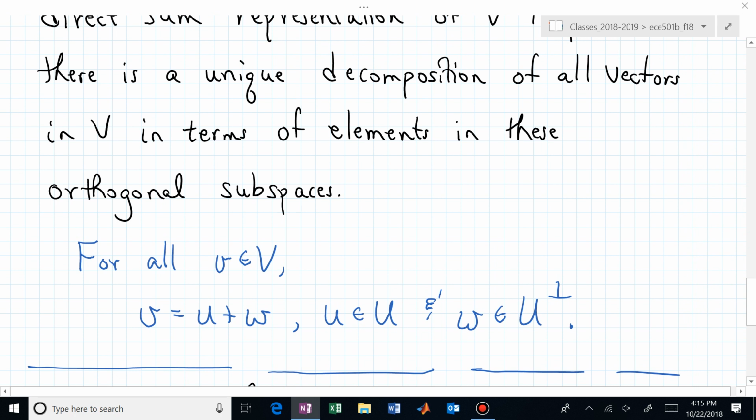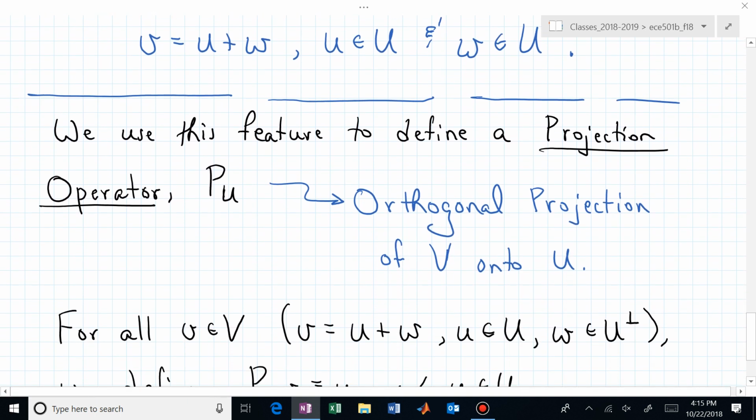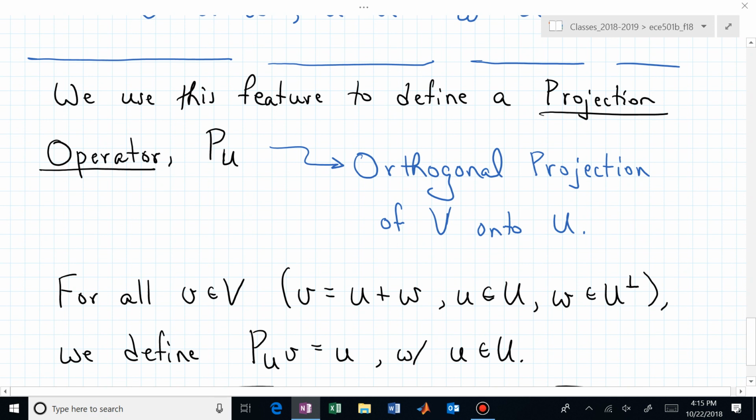So here, you give me a V, we can now decompose that V into one component that's in U and the other component W in U perp. And this now gives us a nice way of projecting onto our original vector space U from any vector in big V. That's called the projection operator. So we will use this feature to define a projection operator, which we're calling now capital P sub capital U, and capital P sub U is an orthogonal projection of a vector V onto U.